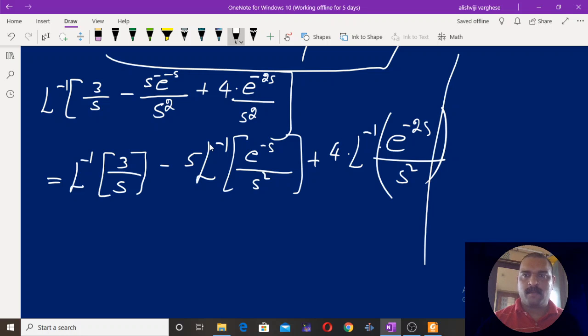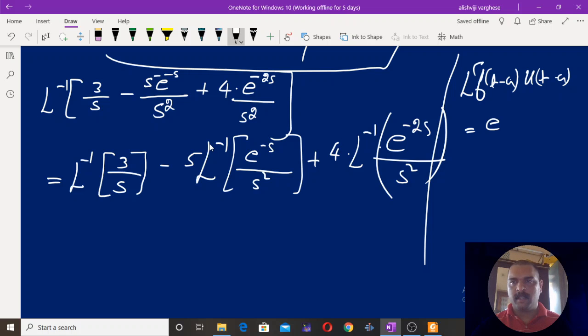Now here at this point the factor e raised to minus as comes into the picture when we use the second shifting theorem, which says the Laplace transform of f of t minus a into u of t minus a, the unit step function, is equal to e raised to minus as into f of s. So that is where we have the second shifting theorem.